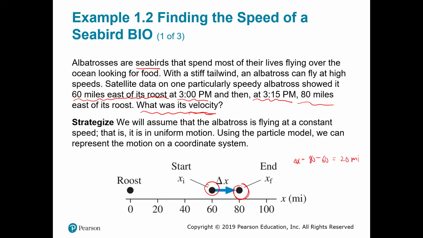In other words, the physical meaning of it is what? The object is moving to the right. So it's a plus. So your velocity is what? Displacement plus 20 miles. How long? 15 minutes or 0.25 hours. Right? So the answer is 80 miles per hour, right?